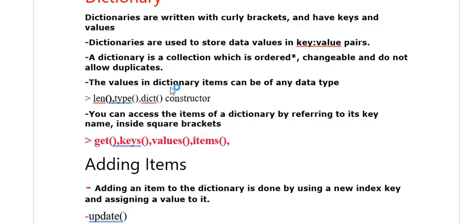The values in the dictionary items can be of any data type. Not only can we use the integer or the string or the boolean, we can use any data type. It may be the string format or the float or decimal, anything we can take. We have no restriction to take that limited types of data. We can take any type of data. No restriction for that.